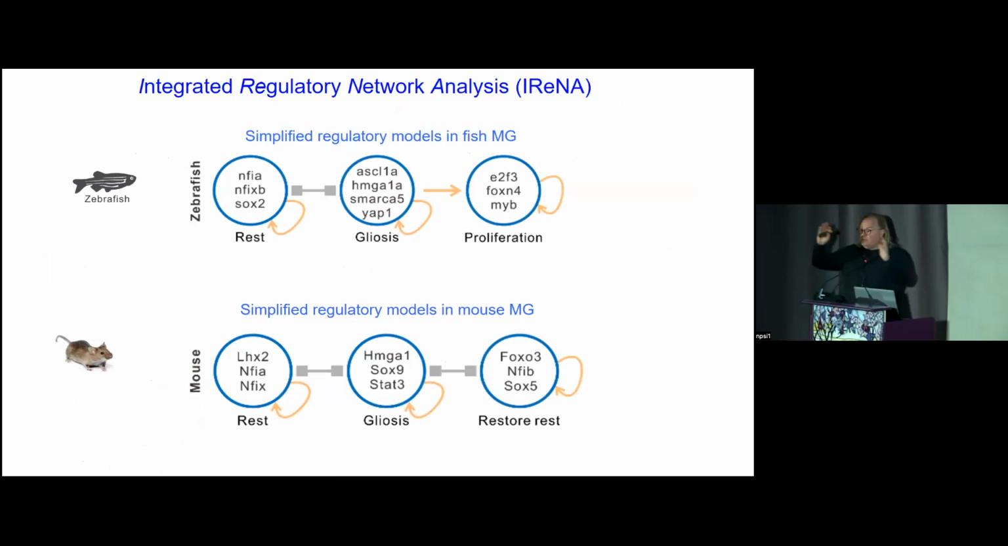So by putting all this data together, this RNA-seq together with the ATAC-seq, we are able to identify 3 super networks in the regeneration competent and incompetent species. Now, there are some key similarities and differences between these. So in both the mouse and the zebrafish, there are two networks, one that's active in resting glia, the second that is active in activated glia or in gliosis.